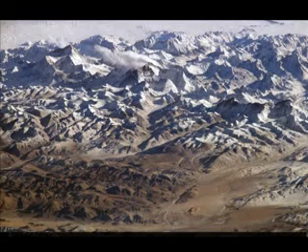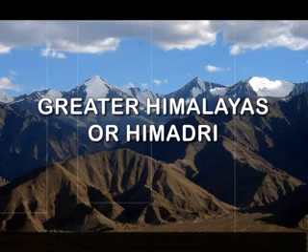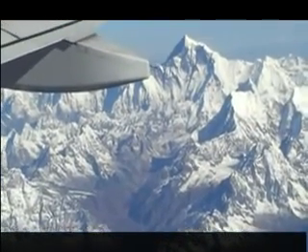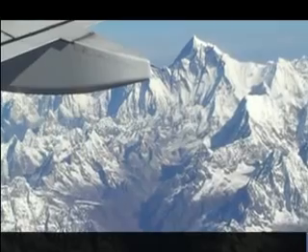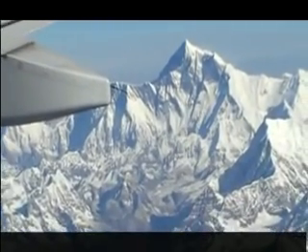There are three parallel ranges in the Himalayas. They are the Greater Himalayas or Himadri, the Lesser Himalayas or Himachal, and the Outer Himalayas or Shivaliks. Greater Himalayas or Himadri. They are the highest ranges of the Himalayan mountains. The average height of these ranges is 6,000 meters above sea level. These ranges are also called Himadri as they are covered with snow throughout the year.